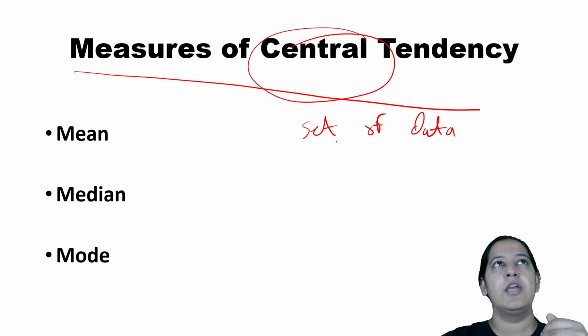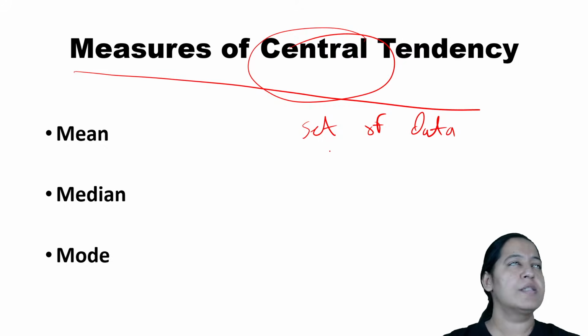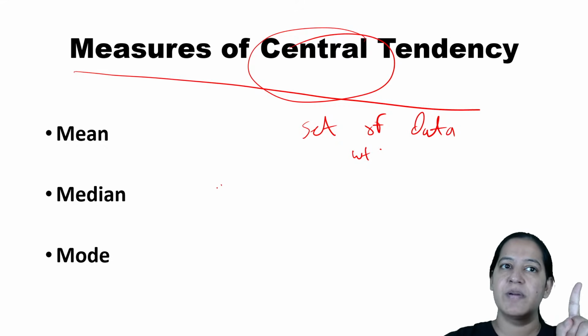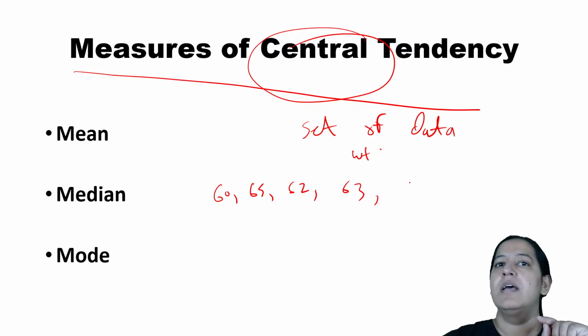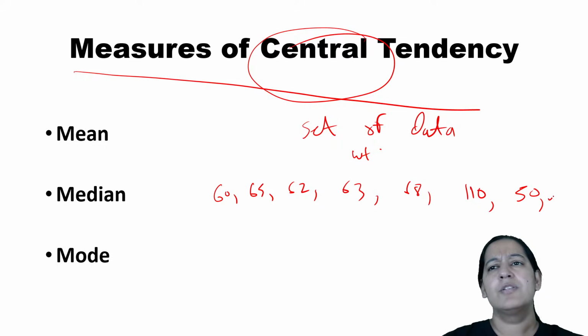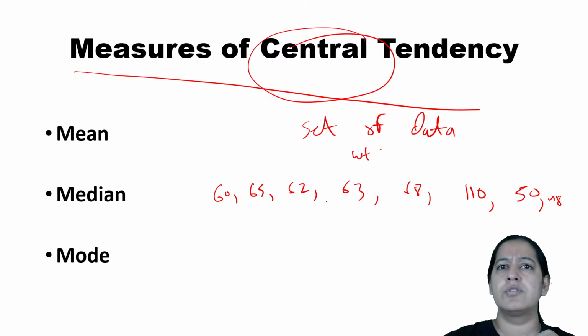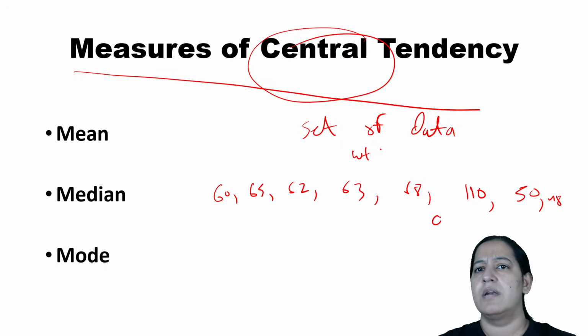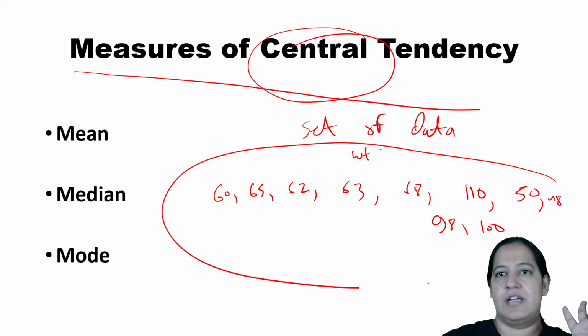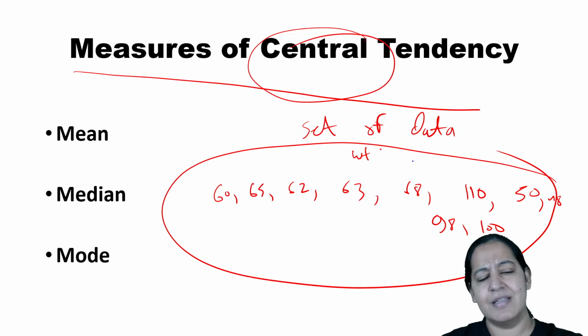Just suppose I am giving you the weight of 10 persons. The first person weighs 60 kg, second 65, third 62, fourth 63, then 68, then 110, then any weight can be there. So these are the weights of persons 1, 2, 3, 4, 5, 6, 7, 8, 9 and 10, in kg. So it is a set of data. It can be anything. This is just an example.